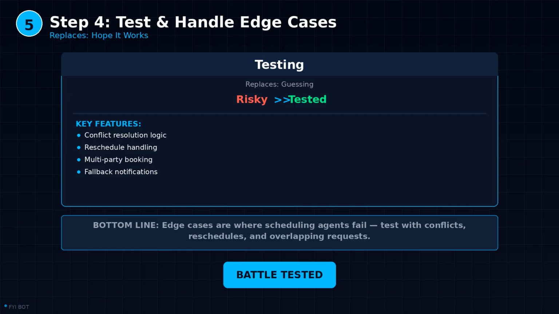Test all of these scenarios before you go live. Send yourself fake meeting requests. Create artificial conflicts. Invite your agent to multi-person chaos. The more you test, the more robust your agent becomes.